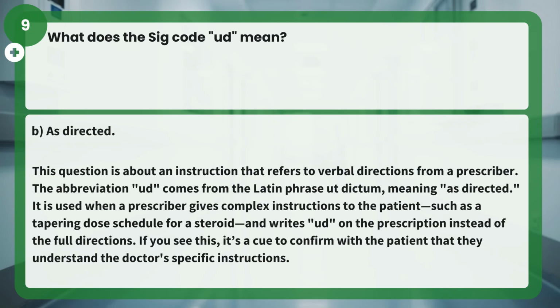Answer: B. As directed. This question is about an instruction that refers to verbal directions from a prescriber. The abbreviation UD comes from the Latin phrase ut dictum, meaning as directed. It is used when a prescriber gives complex instructions to the patient, such as a tapering dose schedule for a steroid, and writes UD on the prescription instead of the full directions. If you see this, it's a cue to confirm with the patient that they understand the doctor's specific instructions.